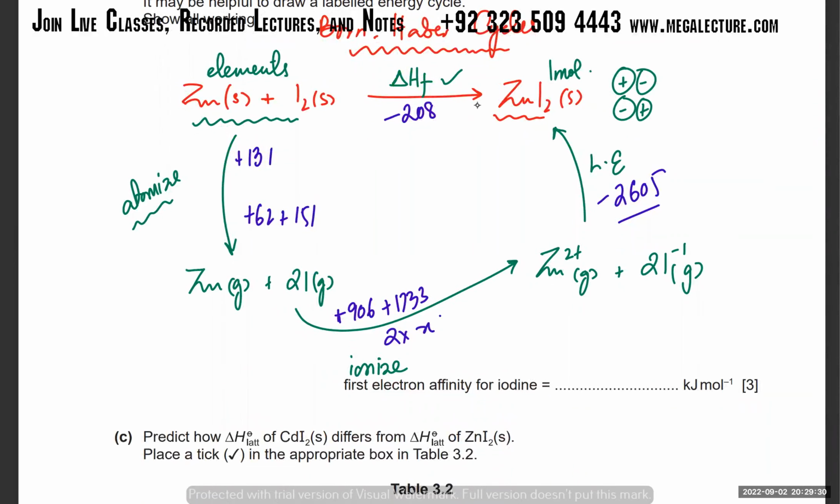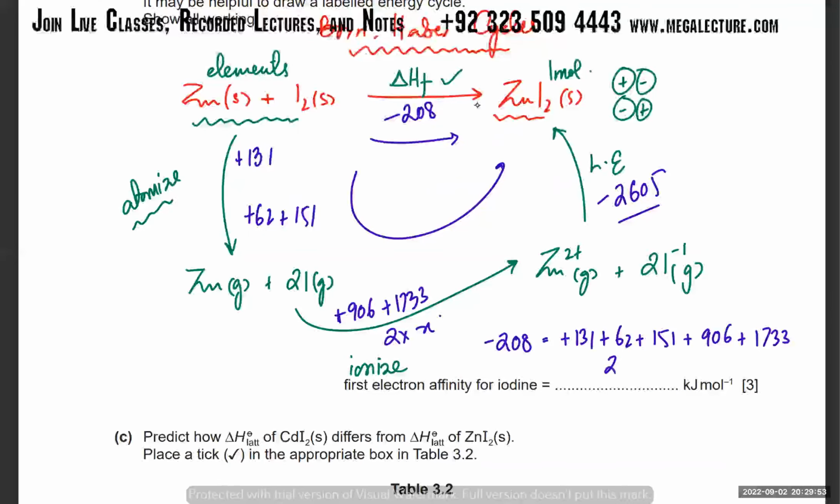And Hess's law is that one path is equal to the other path, right? So it's going to be -208, which should be equal to plus 131, plus 62, plus 151, plus 906, plus 1733, and -2605. Now try and do this as quickly as possible. I'm going to take the 2x to the other side, and get the 208 to this side. And I'm going to divide the whole thing by -2 as well. So can you do it? Is it 1590?